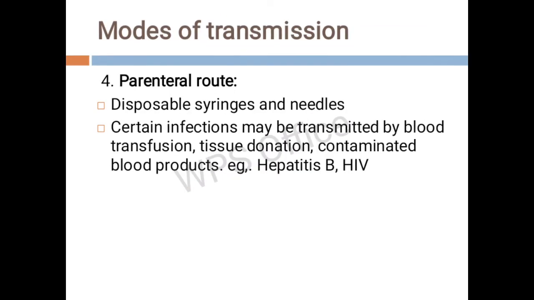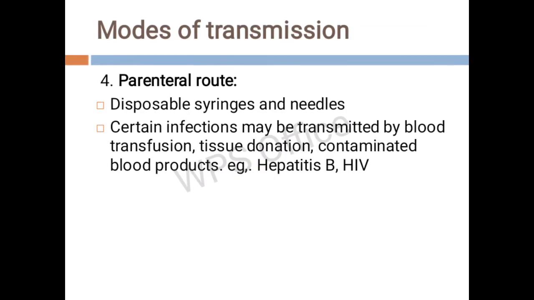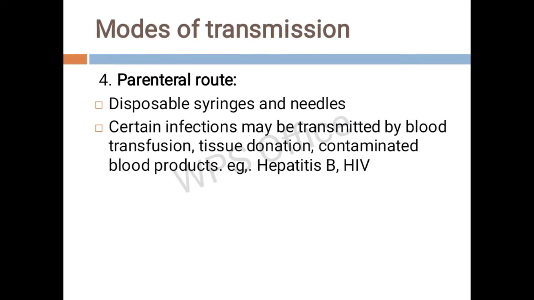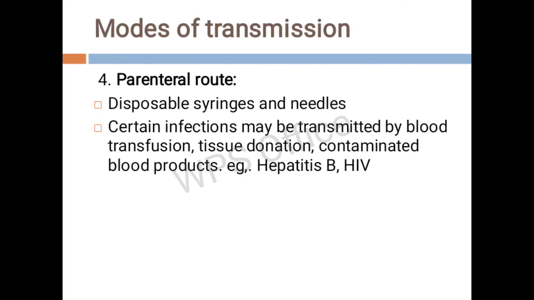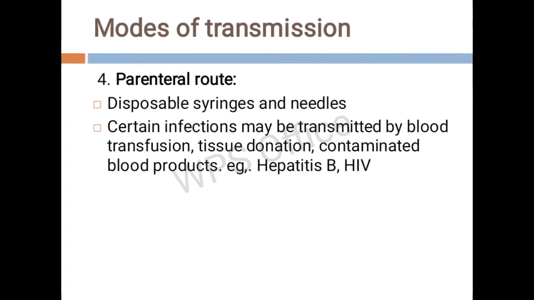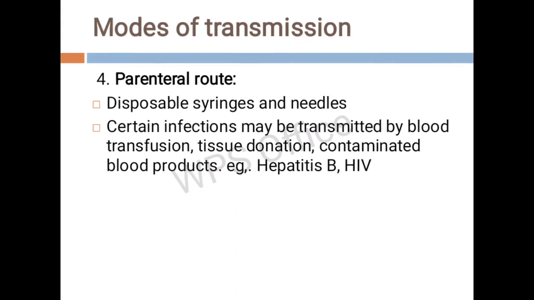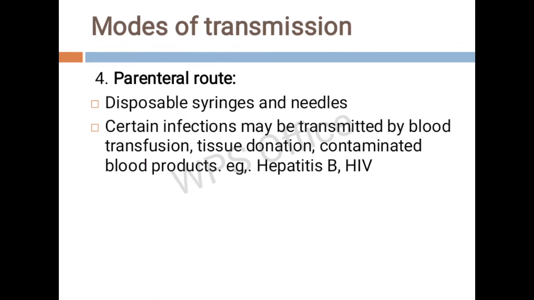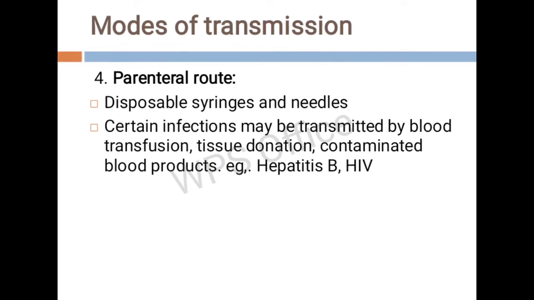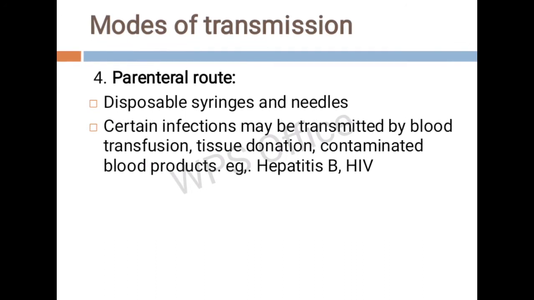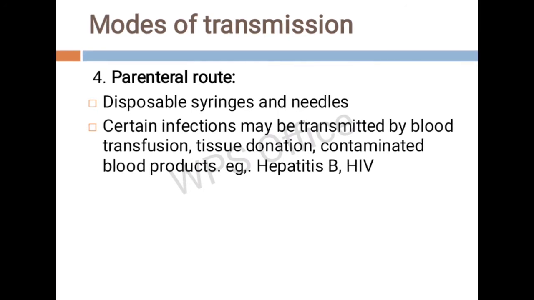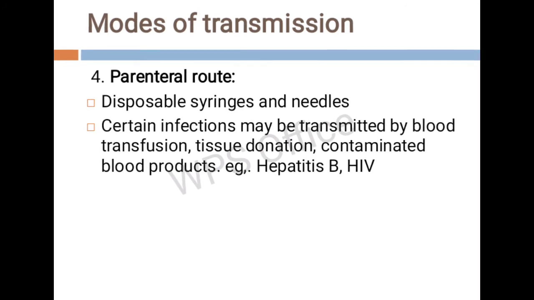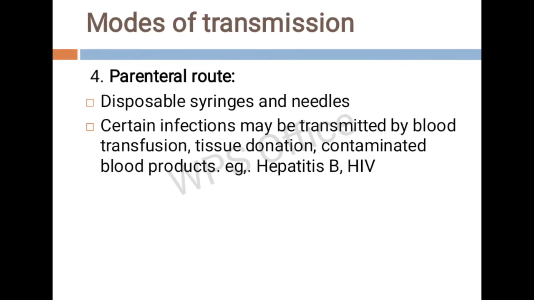Then the fourth one is the parenteral route. This parenteral route is transmitted through infected injections or needles, which can go into our bloodstream, like disposable syringes and needles. Disposable syringes and needles are one-time use only, so if they are used again and again, they might carry infections. Certain infections may be transmitted by blood transfusion. From blood transfusion also, certain diseases or certain viruses or bacteria may get transmitted.